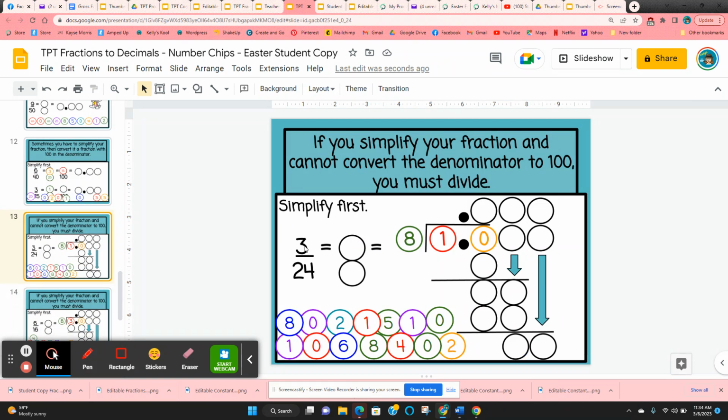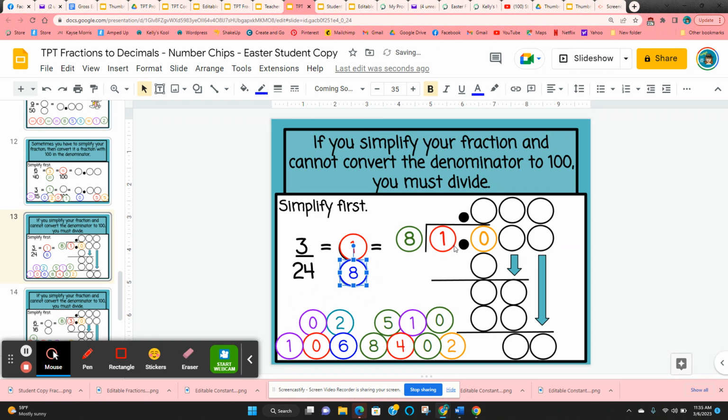Now, if they can't convert to 100 in the denominator, then they have to simplify first and then divide. So if they divide the numerator and denominator by 3, they get 1/8. And to divide with long division, this would be 1 divided by 8. These numbers have to be zeros. So if the students need practice with their long division, you could go through this with them.